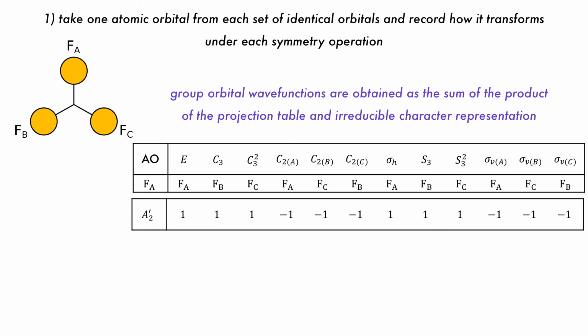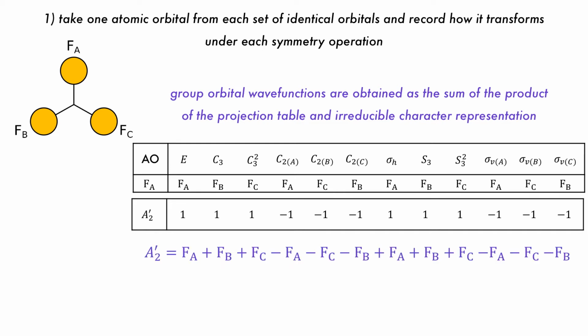We can then go down the character table and do the same calculation for each representation, such as A2', and we will obtain this function that when we collect the terms will cancel out and give A2' is equal to 0, which means that there is no function that can be formed using these three orbitals. But we already knew that as we determined that the irreducible representations of the 2s orbitals were A1' and E'.